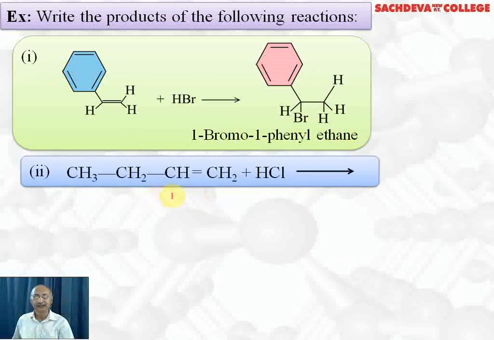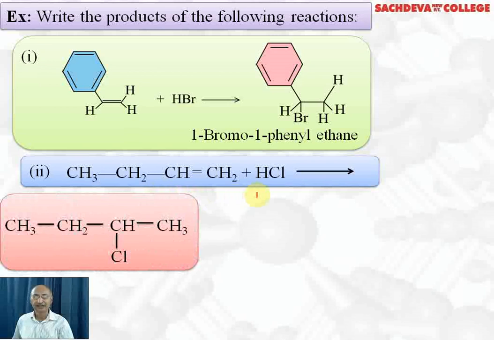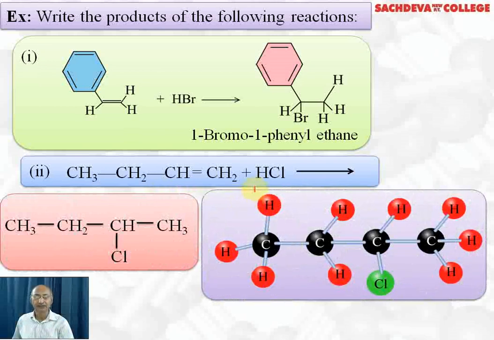Second, we are taking 1-butene and we are adding HCl. Again, addition will take place according to Markovnikov's rule. Cl will attach to the secondary carbon because secondary carbocation is more stable. We'll get 2-chlorobutane. This has been shown with the help of this model also.